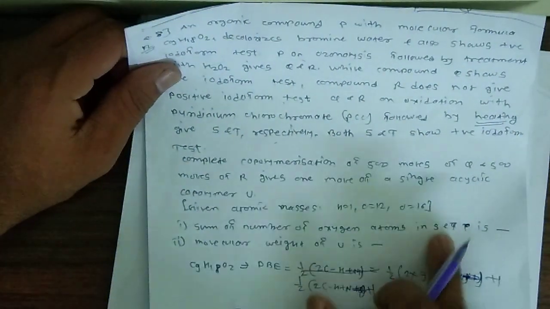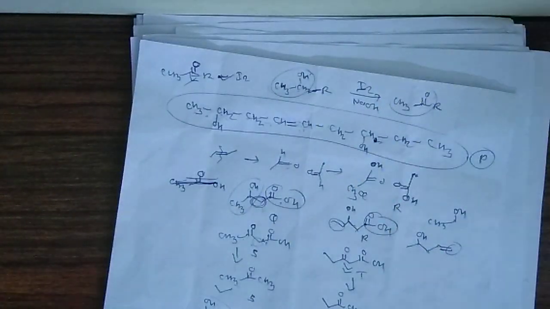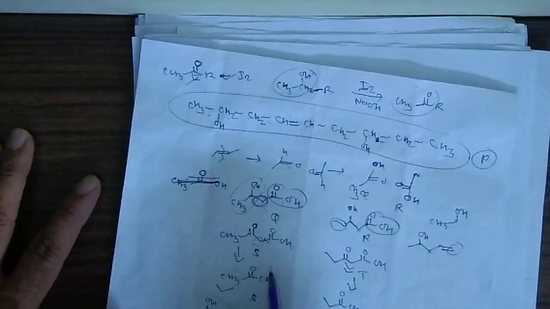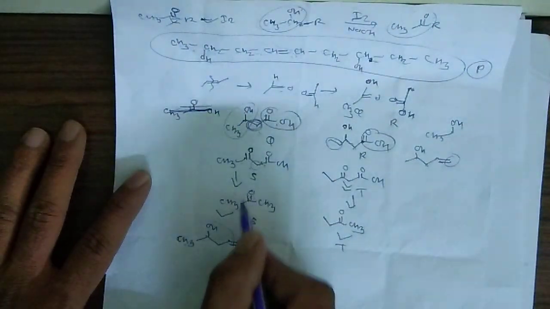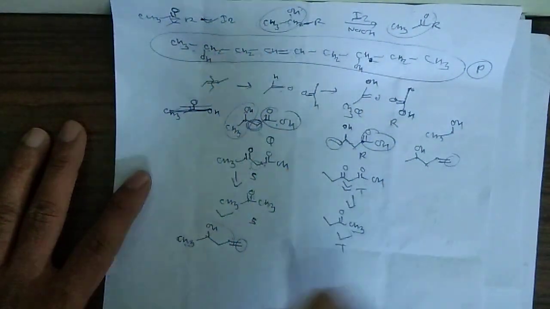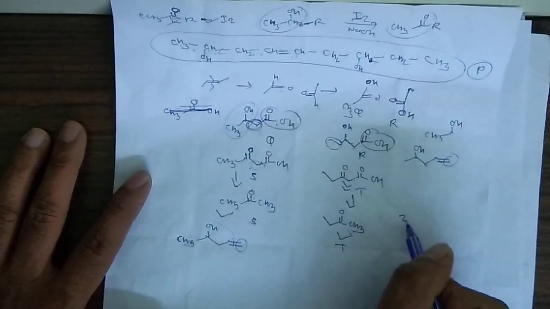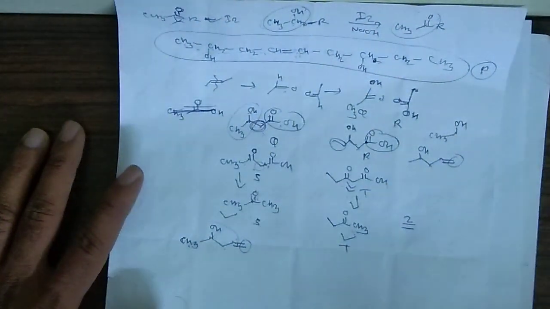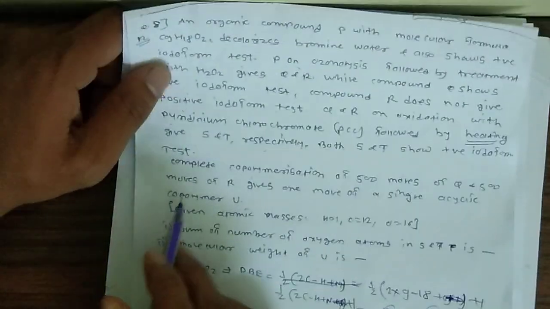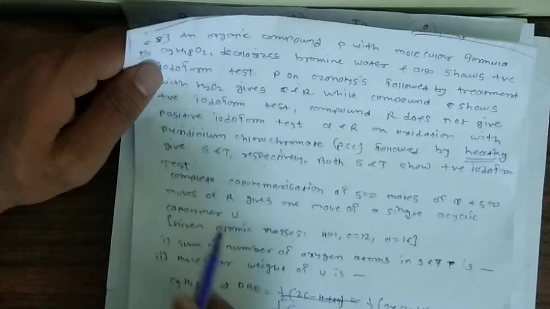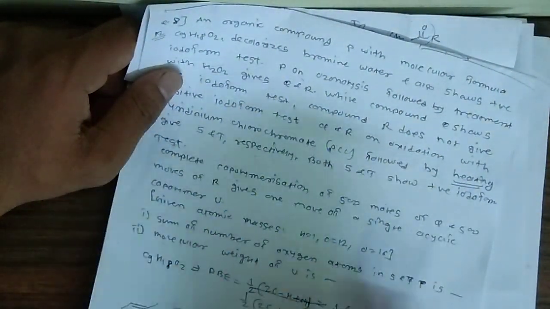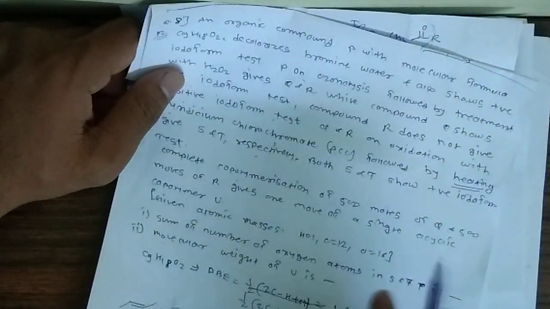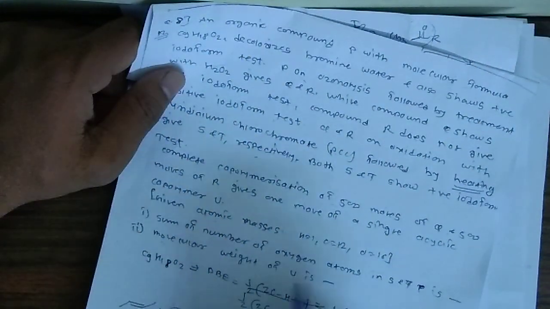Sum of number of oxygen atoms in S and T is? From that we can find out the structure of S and T. How many? Yes, there is 1, and in T also there is 1. Therefore the answer to our first question should be 2. Now let's see the second question. Again, one piece of information is complete: polymerization of 500 moles of Q and 500 moles of R gives 1 mole of a single acyclic compound U. Molecular weight of U is?